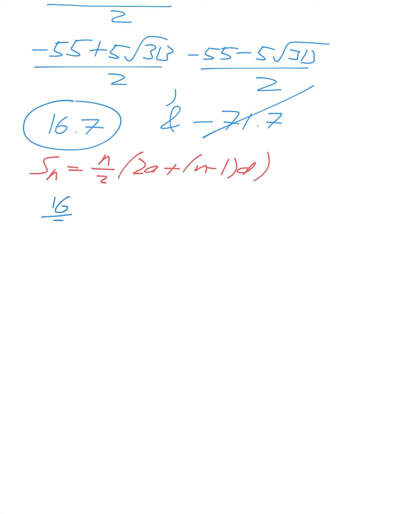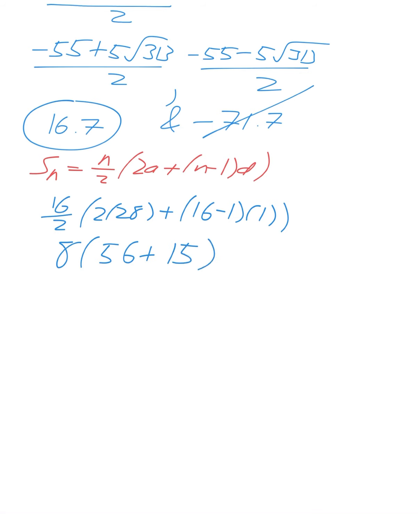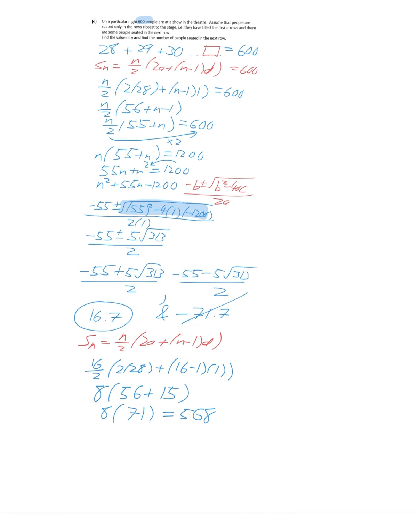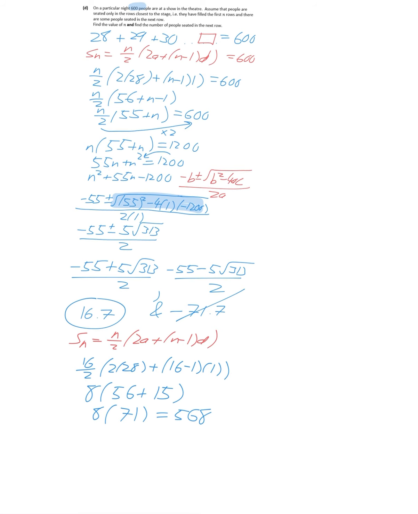So I'll have 16 over 2, remember the first term a is 28. So 16 minus 1 times 1. So that will be 8, 56 plus 15. So 8, then that will be 71. And then 8 times 71, that will be 568. And then we were also told that there's 600 people in the show, and we have 568.